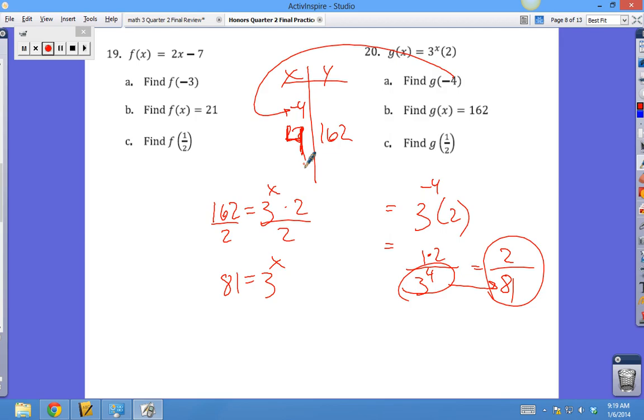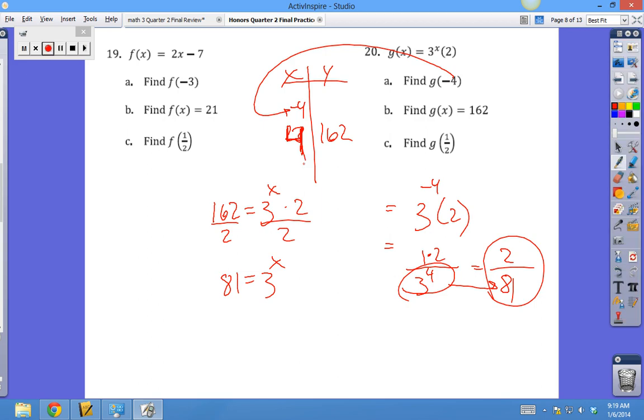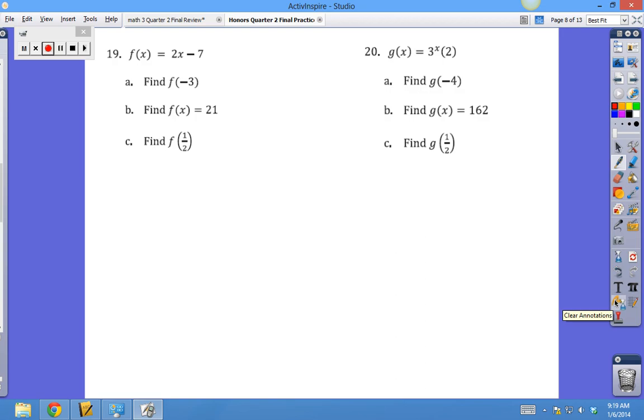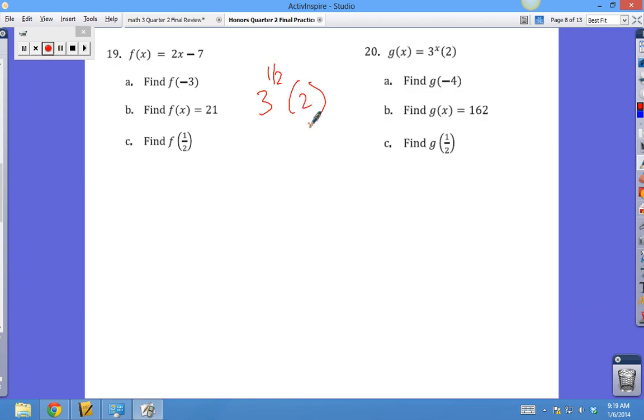Okay, last one. Plug 1/2 in for x. So if you plug 1/2 in for x, 3 to the 1/2 times 2. Okay, I'm timesing by 3 and I'm cutting it in half, so that's going to be the same thing as square root of 3 times 2. So my answer is going to be 2 times the square root of 3.